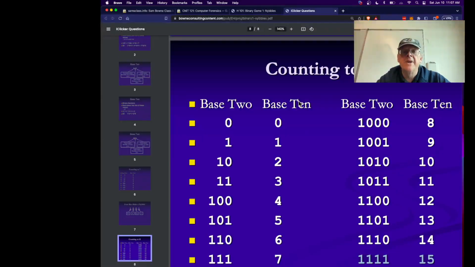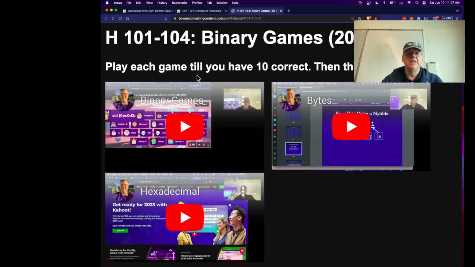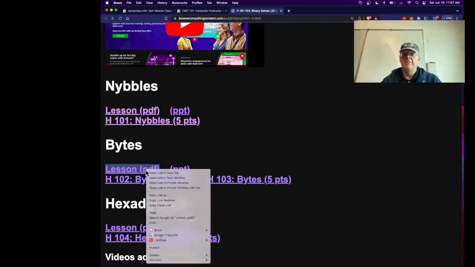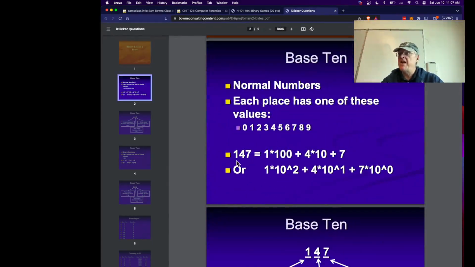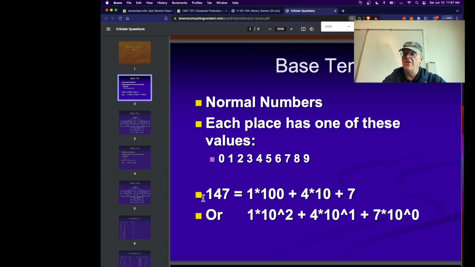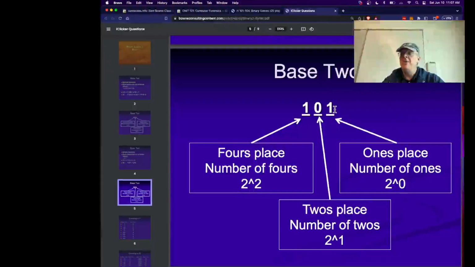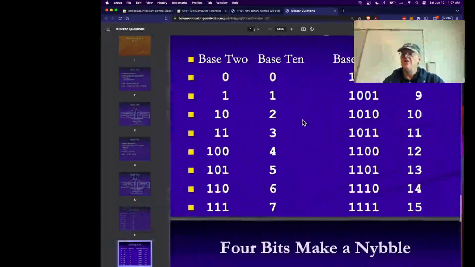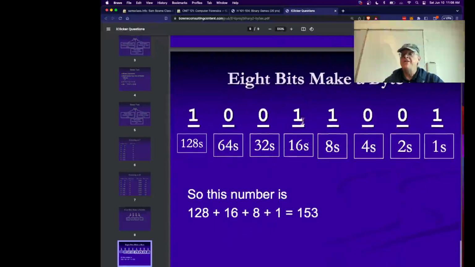All right, let's go back here. Let's see. Right, let's try bytes. All right, so bytes are the next thing after nibbles. We talked about this, how base 10 works. 147 means you have hundreds, tens, and ones. And in base 2, you have ones, twos, and fours. All right, we've done all this last time up to nibbles, but that's a nibble. But for a byte, you just keep going.